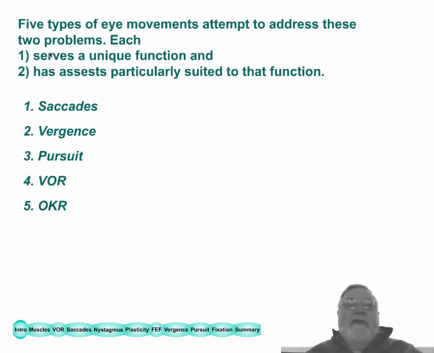Now, we've developed 5 types of movements to do the job. Each of them serves a unique function. They have a special purpose, and each eye movement has a property that suits that function. So the first one, if we've seen saccades before. They're the movements that you use to read, for example. As you move from word to word in a sentence, you use a saccade to move to the next word.